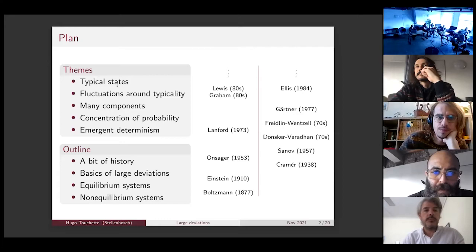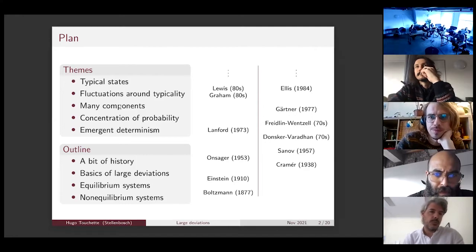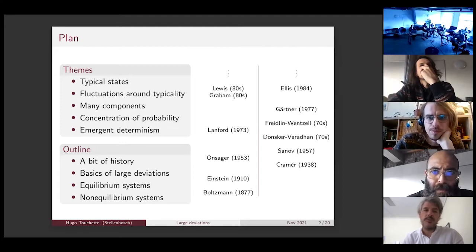Now, these are the themes. So what we'll study are systems with many components. So in the case of physics, many particles, but it could be some other things like graphs, so many components, correlated processes that have many states or high dimensional states. So I'll cover some of those. And then what we'll study are typical states and fluctuations around typicality.